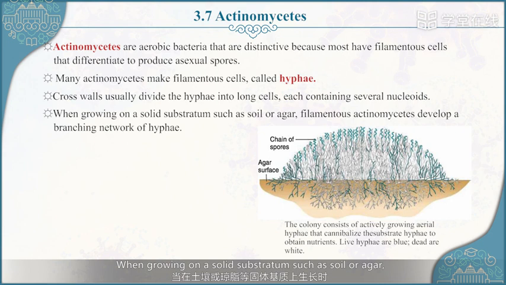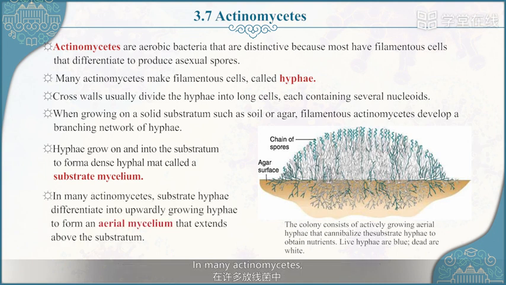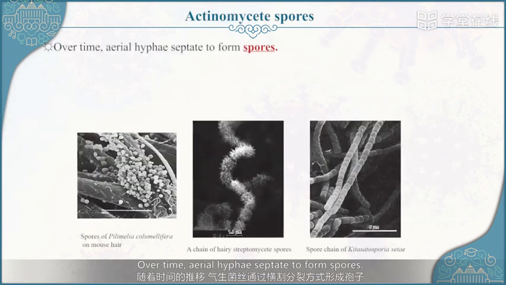When growing on a solid substratum, such as soil or agar, filamentous actinomycetes develop a branching network of hyphae. Hyphae grow on and into the substratum to form a dense hyphal mat called a substrate mycelium. In many actinomycetes, substrate hyphae differentiate into upwardly growing hyphae to form an aerial mycelium that extends above the substratum. Over time, aerial hyphae septate to form spores.